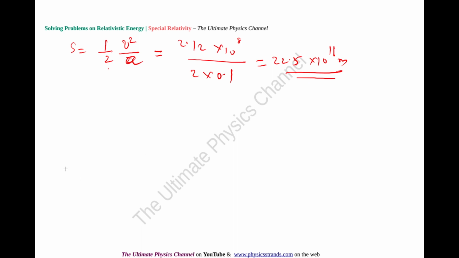So it has to move such a long distance before its mass energy increases to 1.25 times its original mass energy. That's a 25% increase in mass energy. That is what is given here. So this is the value you get. This is 10 power 16 meters. That's a large distance. Right.